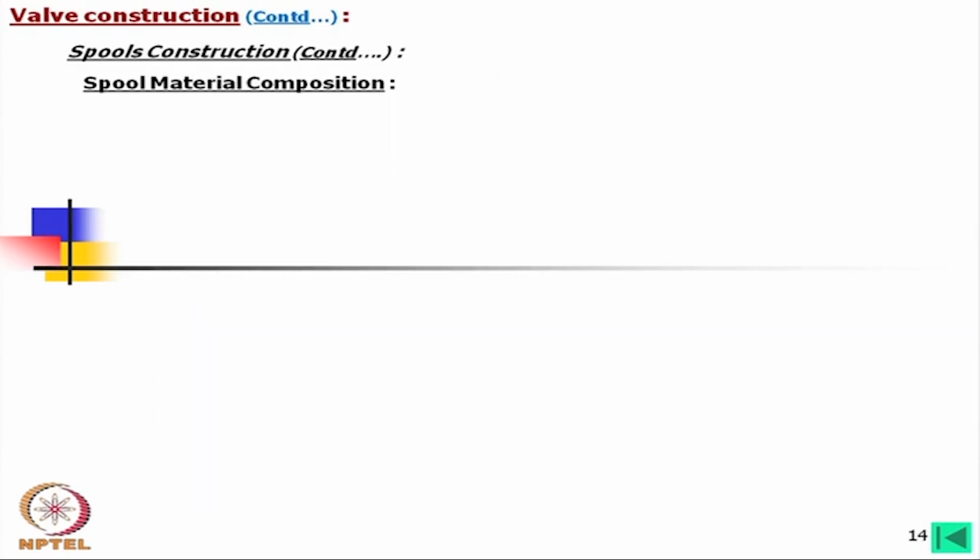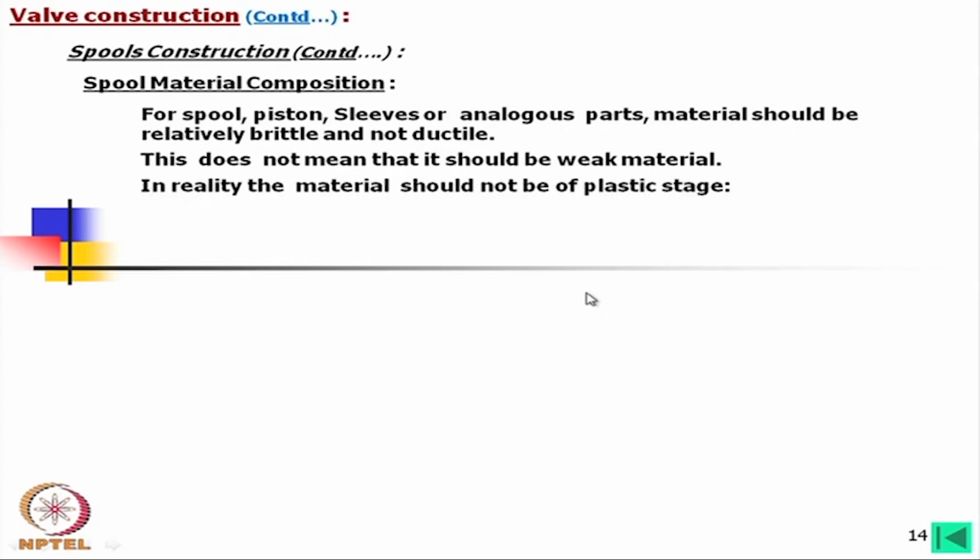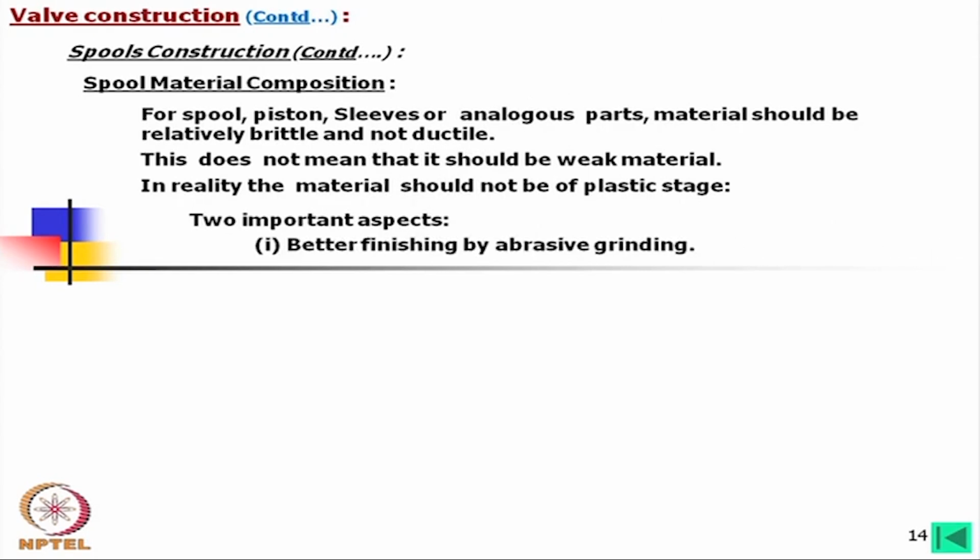Now, spool material composition. This is not a detailed composition, but I will give you some idea. For spool, piston, sleeves or analogous parts, material should be relatively brittle and not ductile. Why not ductile? We can say that there are reasons. This does not mean that it should be weak material. In reality, the material should not be of plastic stage. Two important aspects we should consider for the above mentioned requirements.